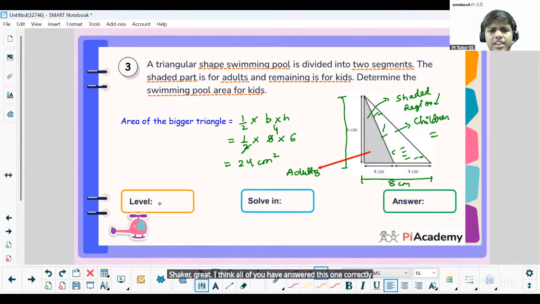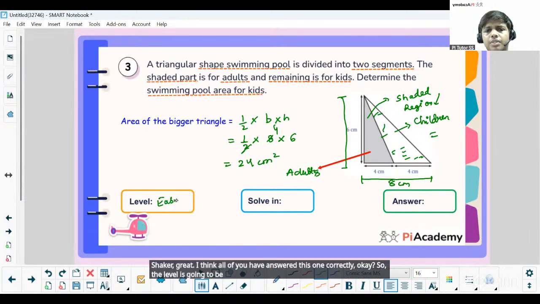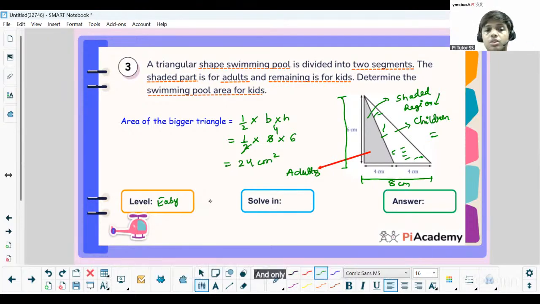Okay. So the level is going to be an easy one because here we have used only one operation and only one formula to solve the entire question. That was the area of the triangle. You have to solve these types of questions within 2 minutes, I would say. And the answer here is going to be 12 centimeters square.